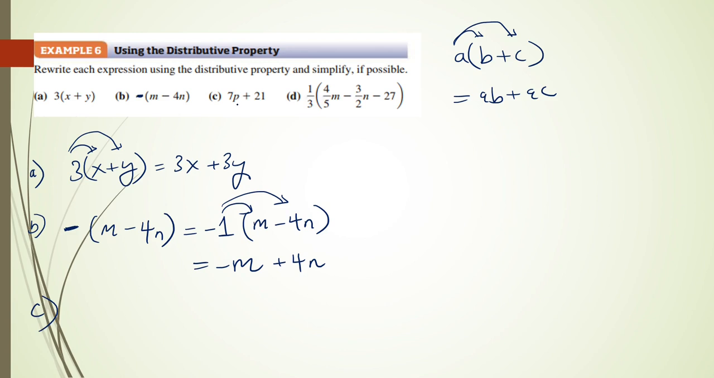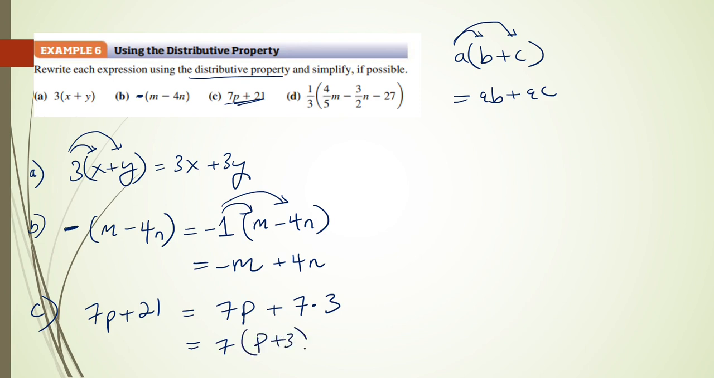For part C, we want to rewrite this using distribution, so we'll go the other way. I can see that the 7 is multiplied to the p, and I could also take a 7 from the 21. I can write this as 7p plus 7 times 3. And using reverse distribution, we have 7 in the front, and then p plus 3 on the inside.